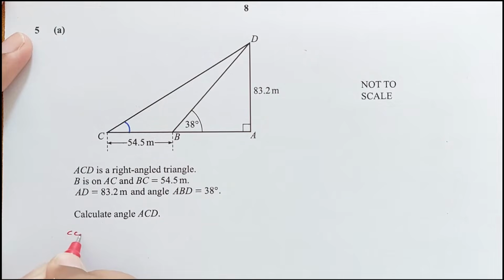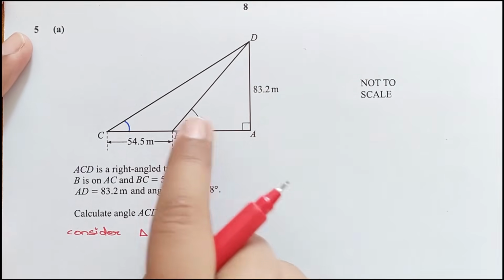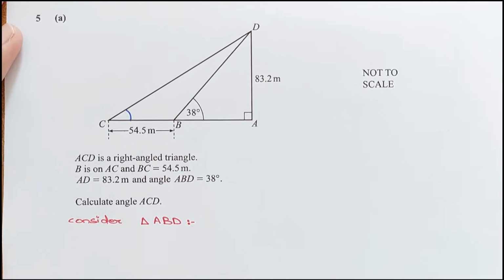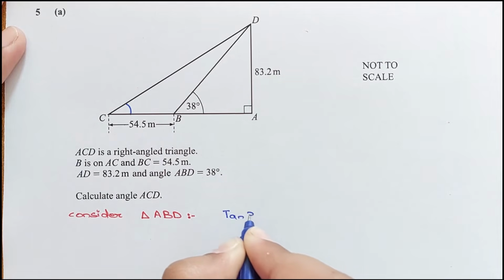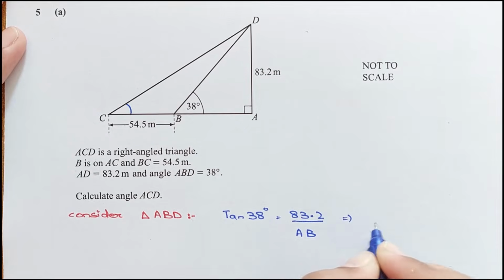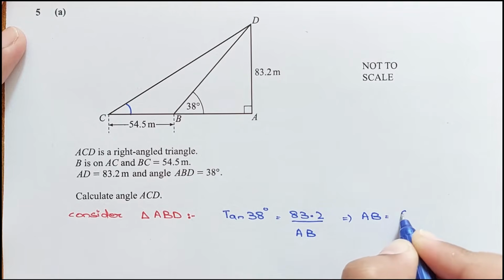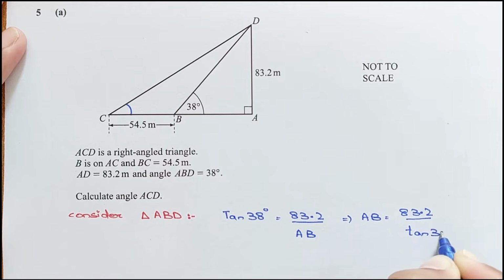So consider triangle ABD. We have the opposite. Let me solve for the adjacent by using the ratio for tangent. So we can say tangent of 38 degrees equals the opposite, 83.2 meters, over the adjacent, AB. So solve for AB by cross multiplication. From here AB is going to be 83.2 over tangent of 38 degrees.